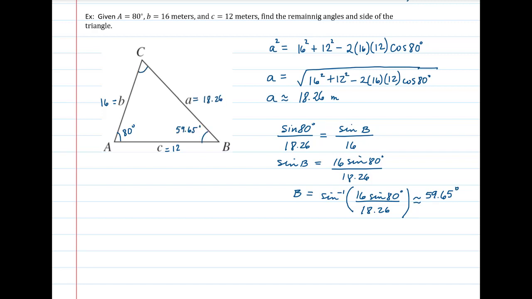For our angle C, it's going to be pretty straightforward. Since we have the other two angles, I can just subtract those two from 180 degrees and we'll get our final angle here. C is going to be equal to 180 degrees minus 80 degrees minus 59.65 degrees, giving us C equal to 40.35 degrees. And there we have it.